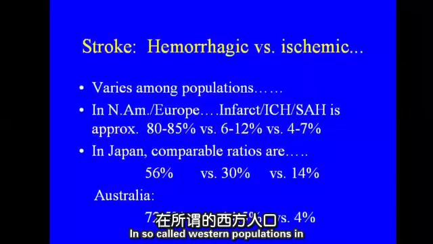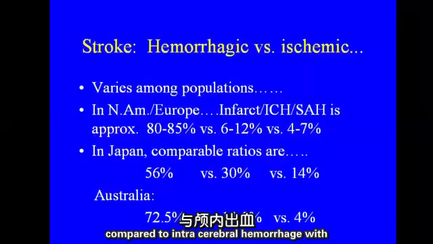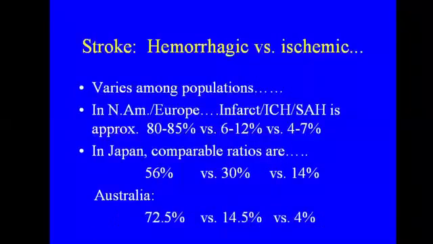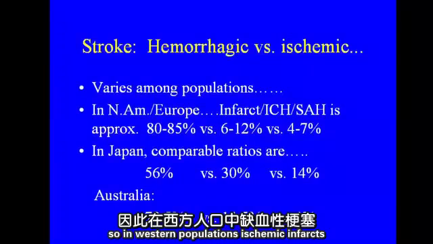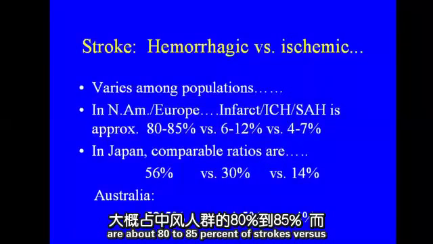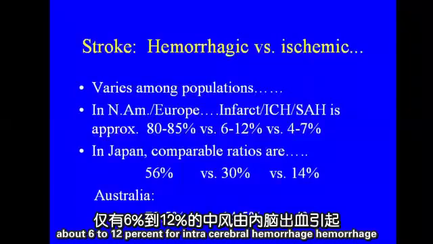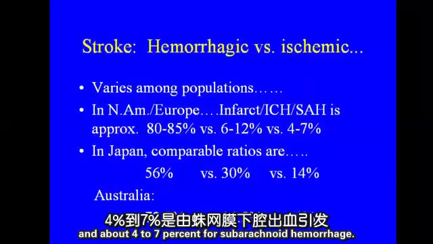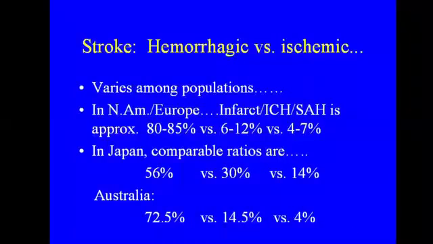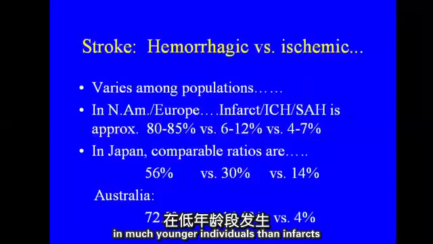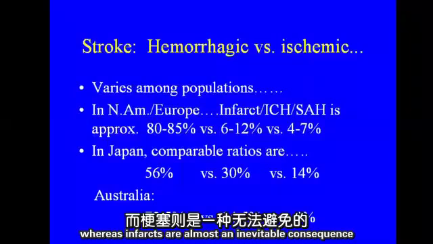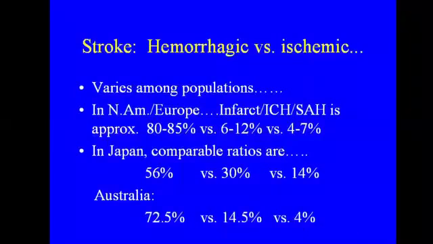In so-called Western populations in North America and Europe, infarct compared to intracerebral or subarachnoid hemorrhage is much more common. So in Western populations, ischemic infarcts are about 80 to 85% of strokes versus about 6 to 12% for intracerebral hemorrhage and about 4 to 7% for subarachnoid hemorrhage. The unfortunate thing, as you know, is that subarachnoid hemorrhages very often occur in much younger individuals than infarcts, whereas infarcts are almost an inevitable consequence of aging. So as we're seeing patients in their 80s and 90s, ischemic infarcts are much more common.